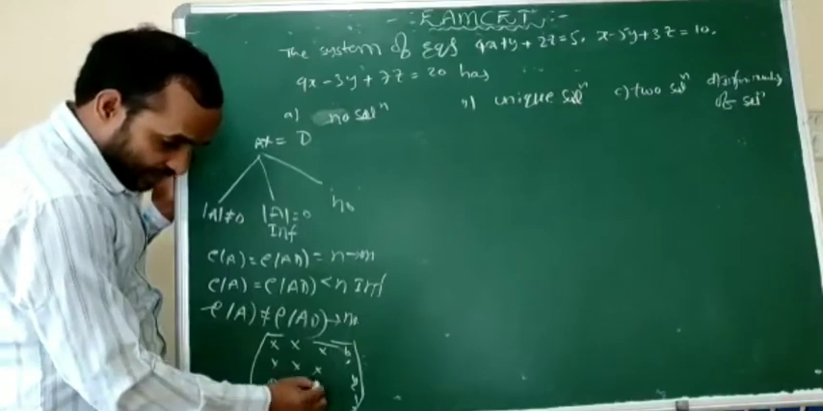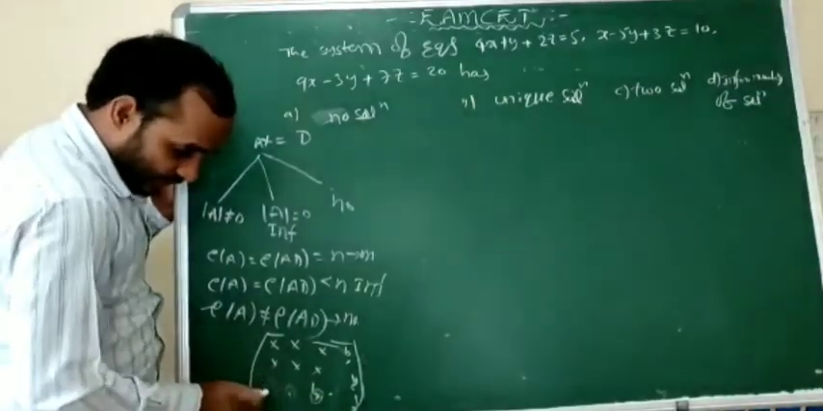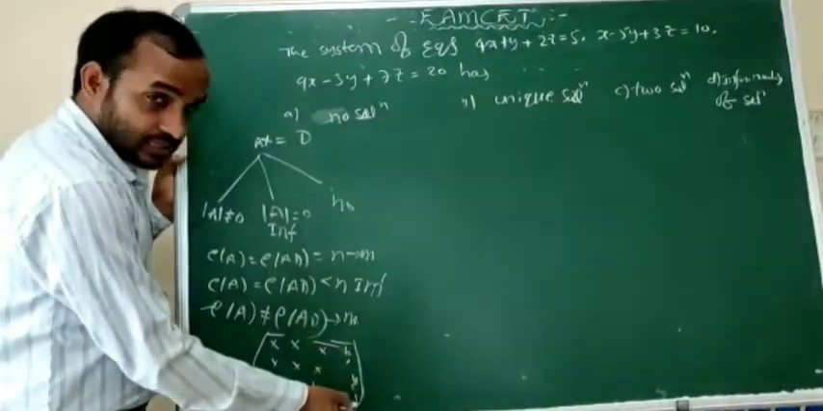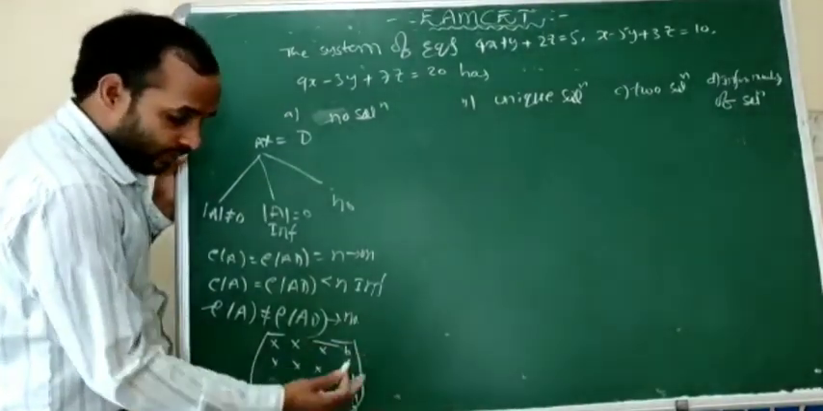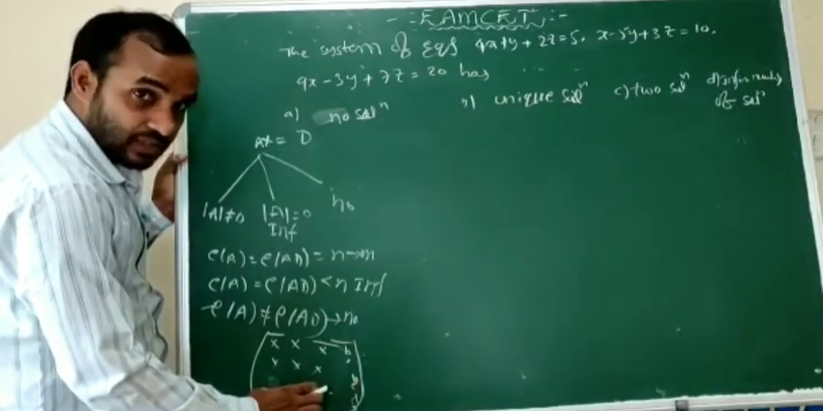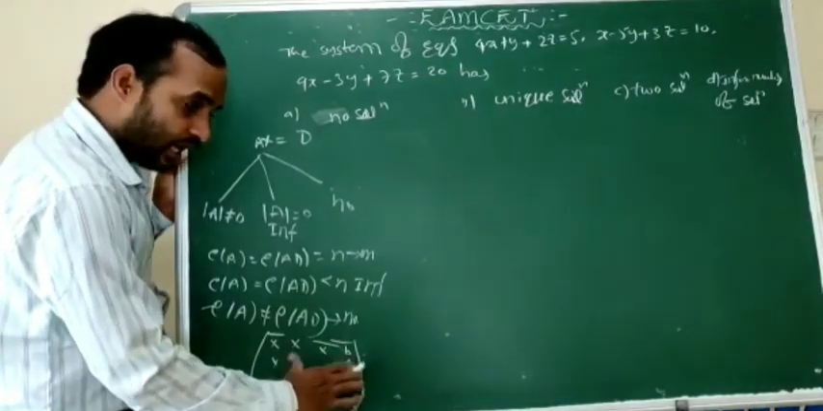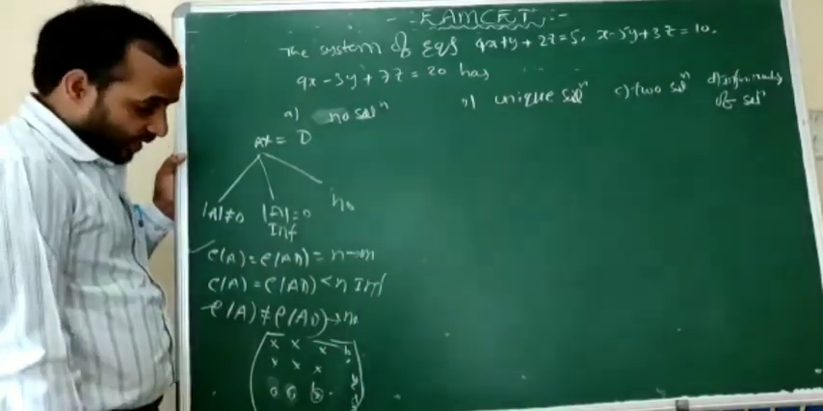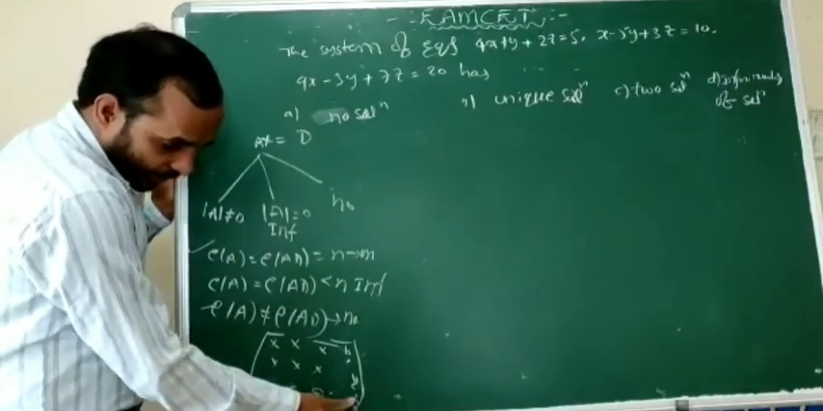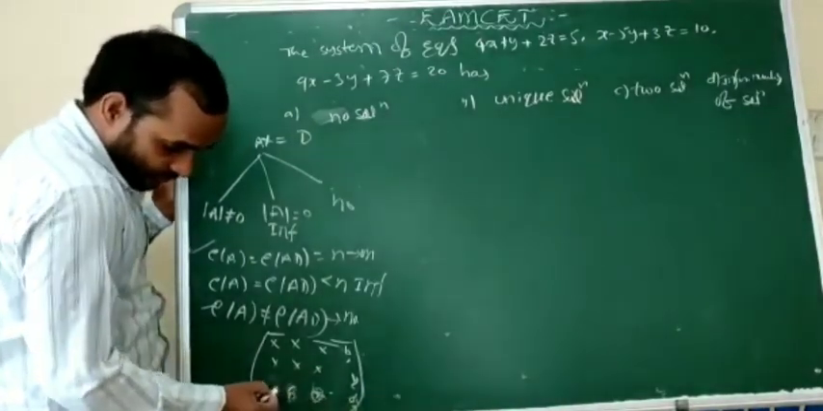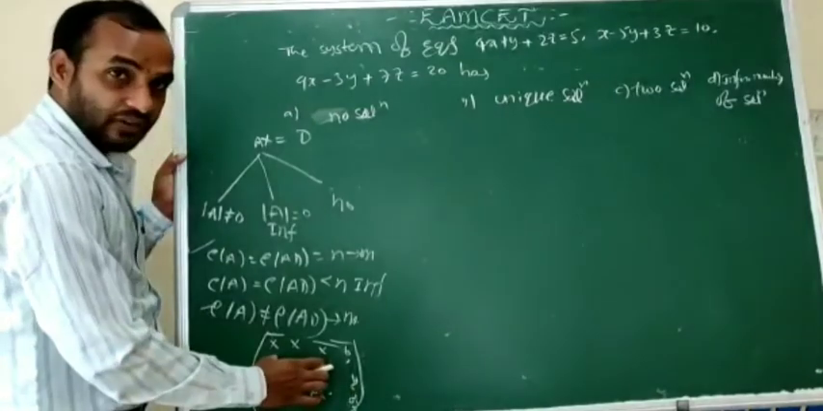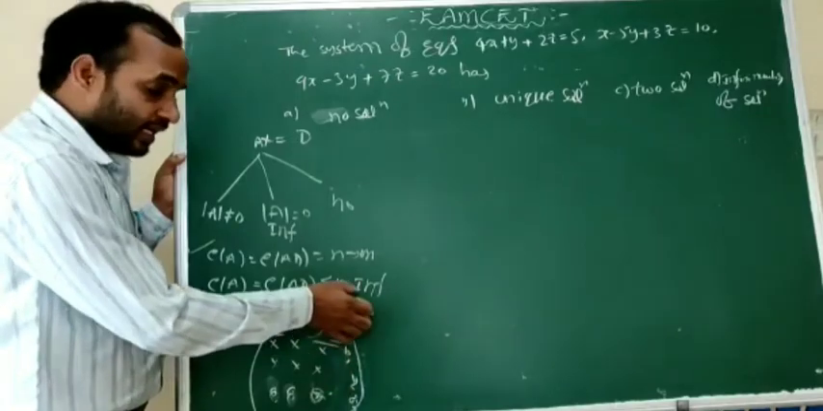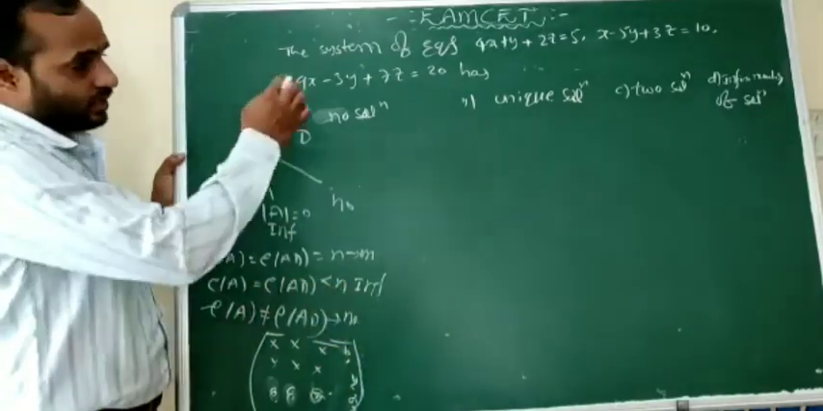Suppose in this number exists, here is 0, here is 0, here is 0, and this is a number or not. If in case it is 0 or 1, whatever the value may be, it is called rank of A is equal to 3, rank of AD is equal to 3, unknowns is 3. So it is called a unique solution exists. If in case a complete row is 0, rank of A is equal to 2, rank of AD is equal to 2, but unknowns is 3. It is called infinite number of solutions, according to your question.